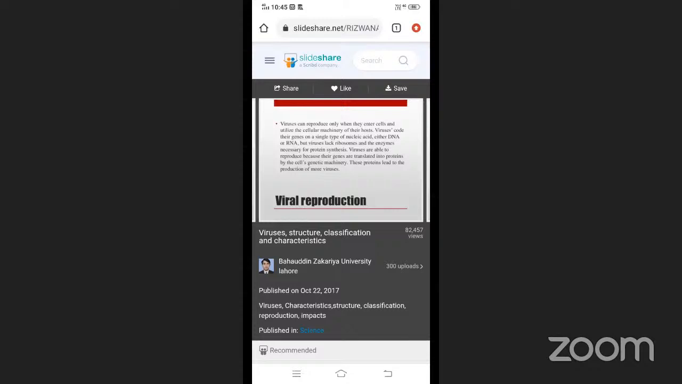Okay, so here is the life cycle of the virus. Page number? The life cycle of the virus is on page 34. Here there are 6 stages in the life cycle of the virus. First is attachment, then penetration, uncoating, replication, assembly, and finally release from the host cell. These 6 stages we can observe in virus reproduction.